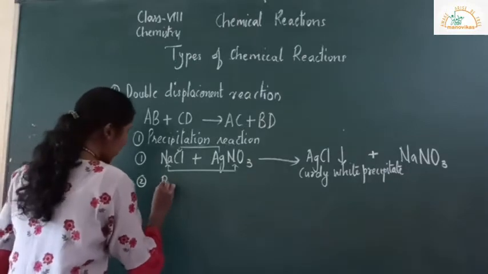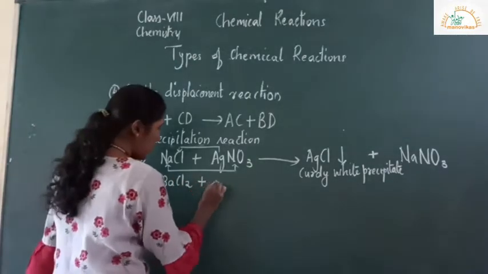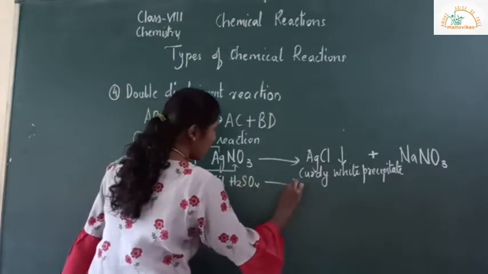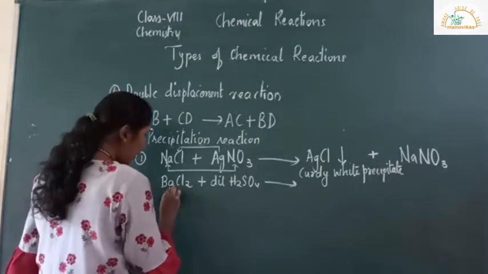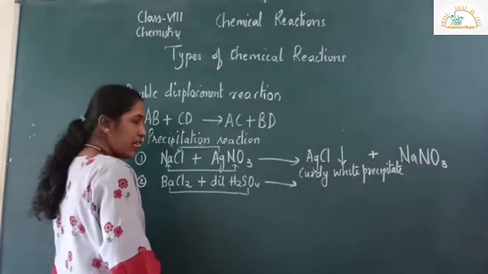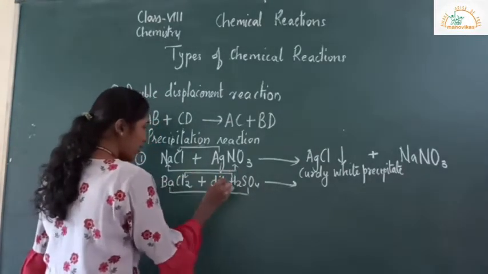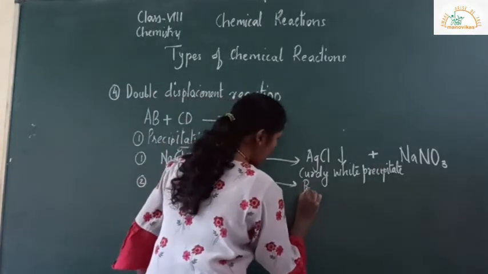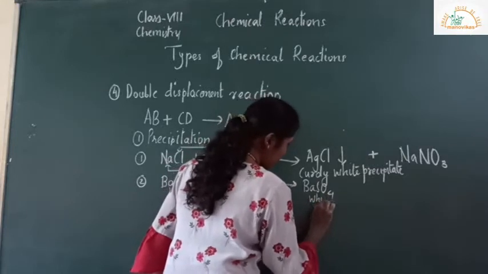Second, let's take one more example. We have barium chloride plus dilute sulfuric acid. So again what will happen? There will be the exchange of ions. So barium will combine with the sulfate of H2SO4 and hydrogen with Cl. So what we will get? We will get barium sulfate. Now this barium sulfate is again a white precipitate.